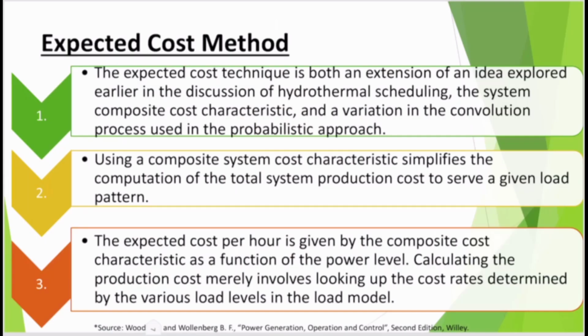Using a composite system cost characteristic simplifies the computation of the total system production cost to serve a given load pattern. The expected cost per hour is given by the composite cost characteristic as a function of the power level. Calculating the production cost merely involves looking up the cost rate determined by the various load levels in the load model.